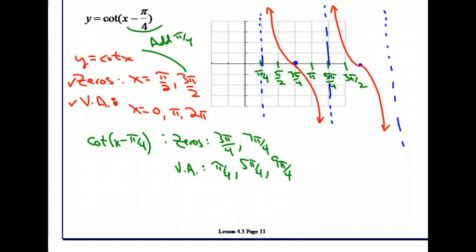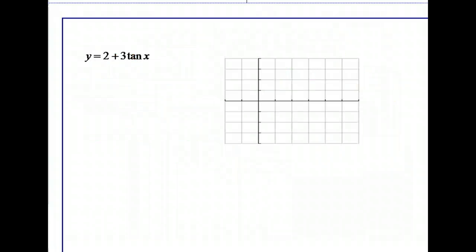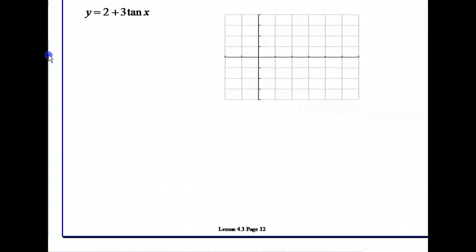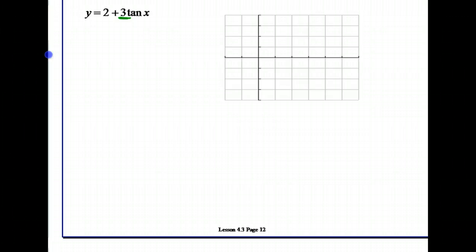All right, I know this video is a little longer, but it's only one. Here's our very last one. What if you put numbers in front of a tangent or a cotangent graph? Well, first of all, the 3 in front, that's the amplitude. But guys, that doesn't make a lot of sense for a tangent graph. The amplitude, it goes off to infinity. Same thing for a cotangent graph.